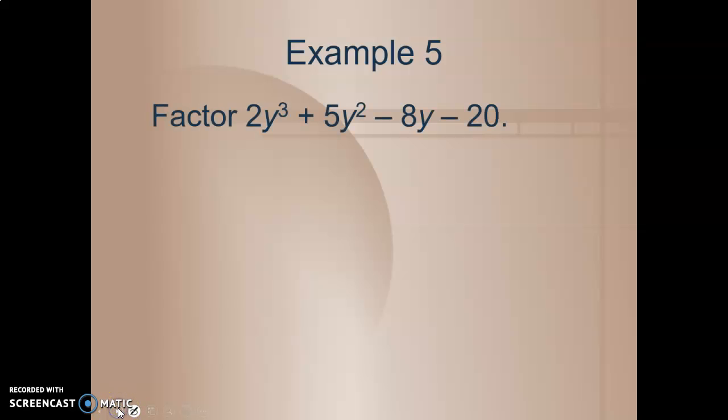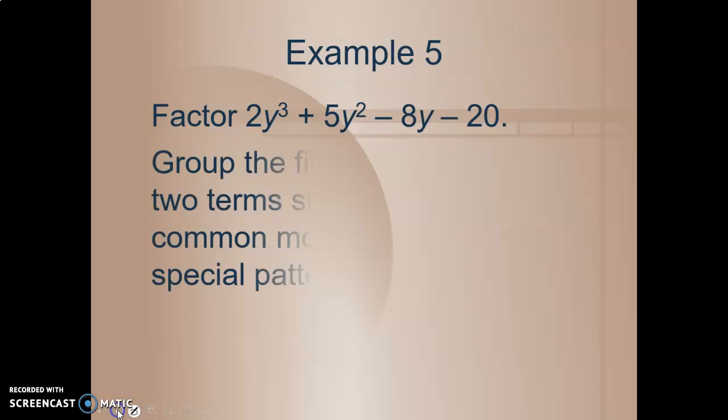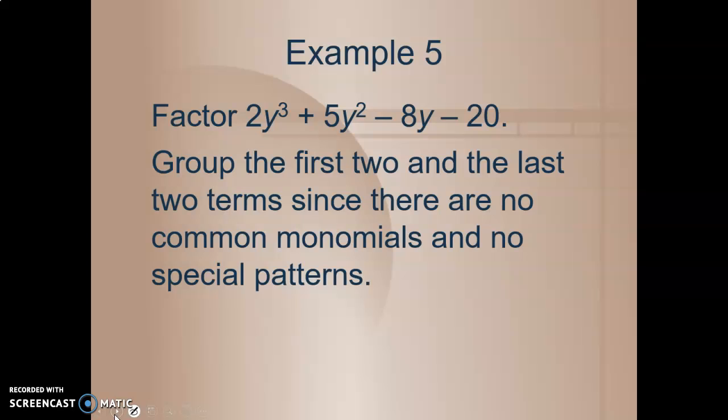Let's try another one. Factor 2y cubed plus 5y squared minus 8y minus 20. Again, we are going to factor by grouping because there are no common monomials and there are no special patterns. So we're going to group 2y cubed plus 5y squared plus a negative 8y minus 20. Go ahead and try to factor the rest of that one on your own. Pause this video to do that. Then resume the video when you're ready to check your work.